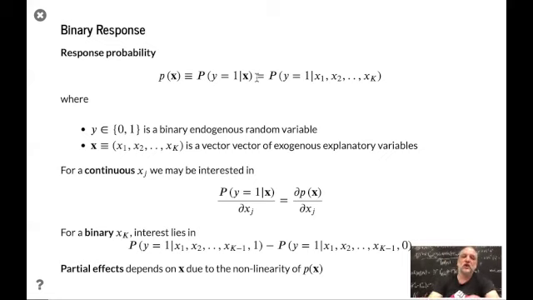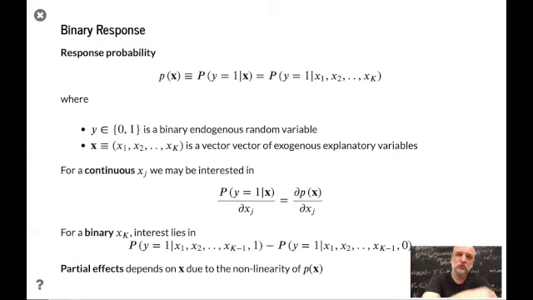Okay, so that probability, for example, the probability of participating in the labor market, depends on a bunch of explanatory variables x. For instance, what is your education? How much experience do you have in the labor market? What's your age? What's your partner's income? Factors that potentially affect the outcome y, the probability of participating in the labor force. So that response probability is a function of the explanatory variables, and we want to see if we can estimate that function.